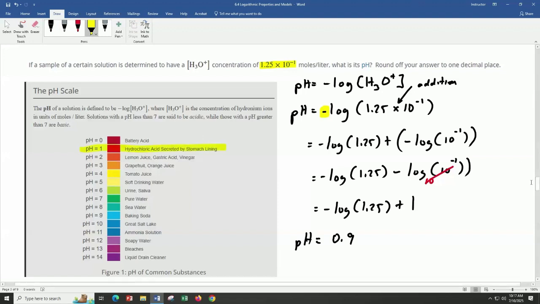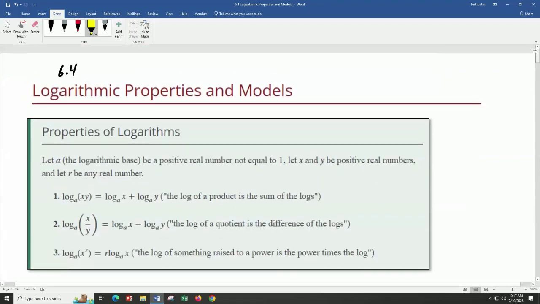Scrolling back up so you can kind of see what we've been through here. We did the logarithmic properties and a few models. Plenty of examples in your notes to look at. Also, I suggest going in and trying out the third example on each one. So if you have any questions, feel free to email me.